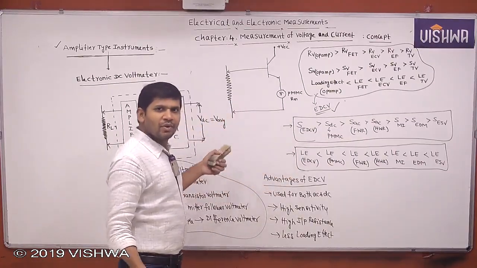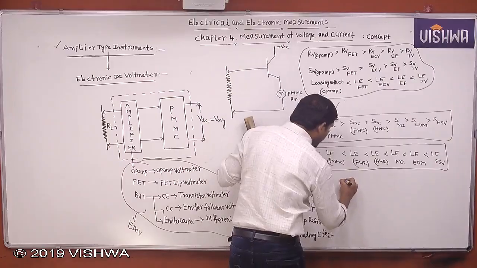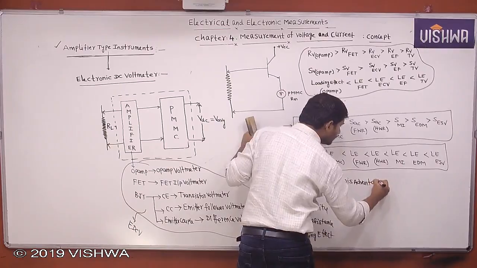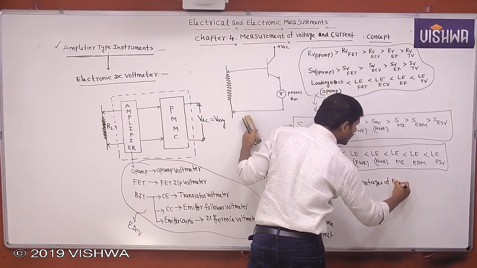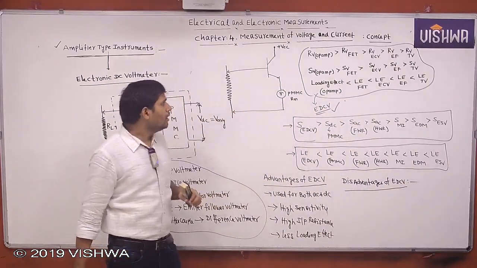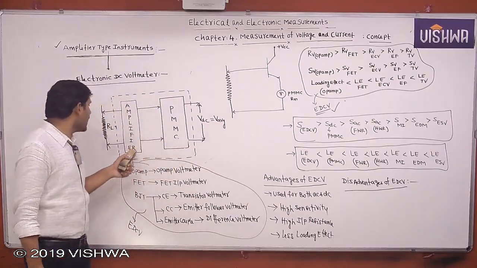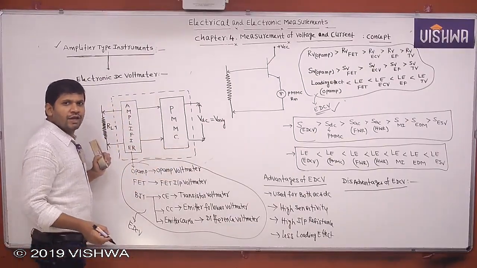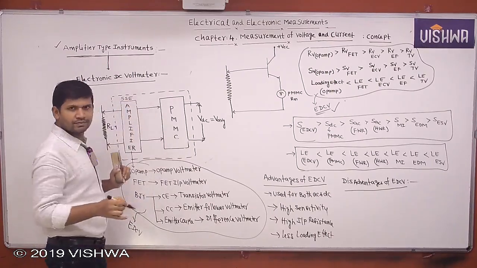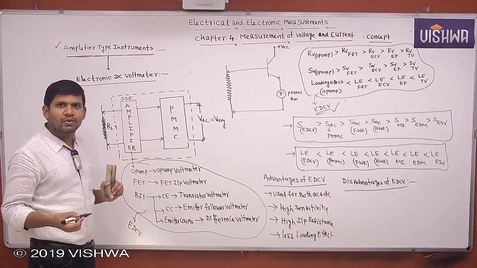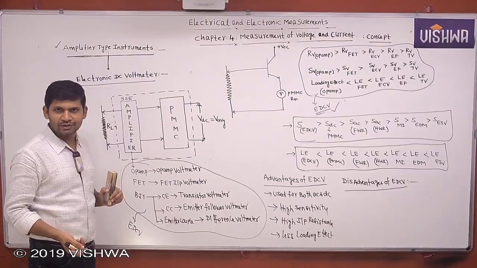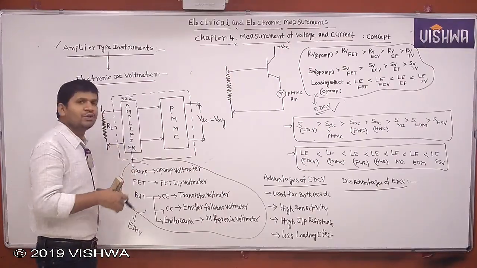The electronic DC voltmeter is an amplifier type instrument. What are the disadvantages? Disadvantages of electronic DC voltmeter. Here at the input side we are using an amplifier. Which devices are used as amplifiers? Solid state electronic devices are used as amplifiers. We know that solid state electronic devices are more sensitive to temperature. That's why the total meter is sensitive to temperature.